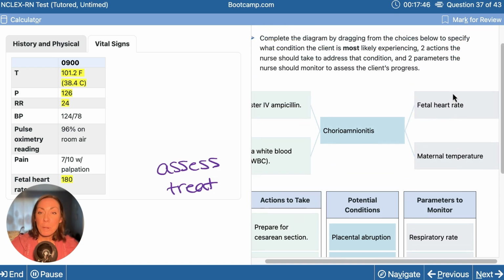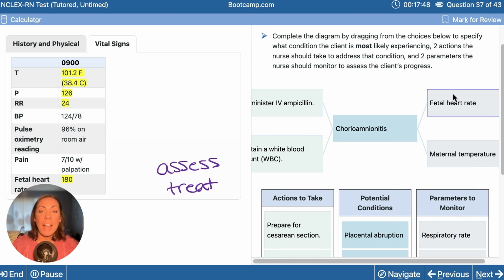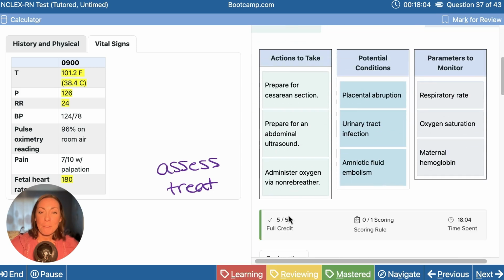So for a client with chorioamnionitis, we are going to administer IV ampicillin or an antibiotic. We're going to obtain a white blood cell count, and we're going to be monitoring that fetal heart rate and maternal temperature to determine if our interventions were successful. Let's check our answer. We see that we're correct.